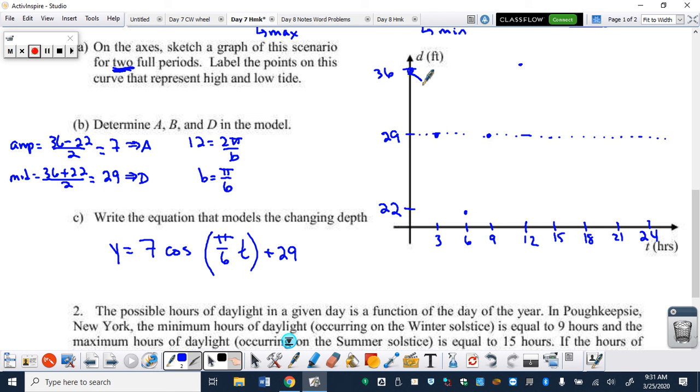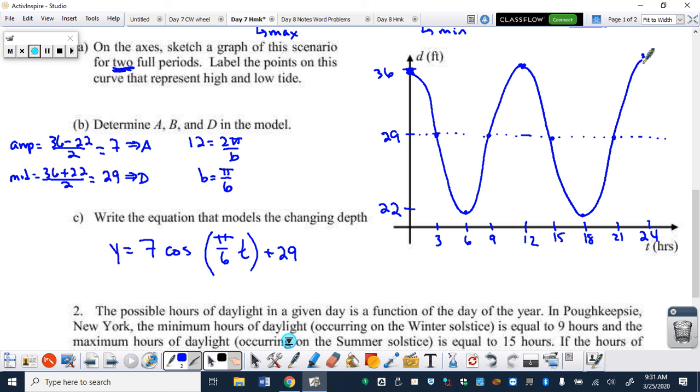So here's one cosine curve. We're going from one high tide to another high tide. The directions asked us to graph 2 full periods. There we go. 2 full periods representing the high tide and the low tide. Label points on the curve high and low tide. So this is the high tide. This is the low tide.